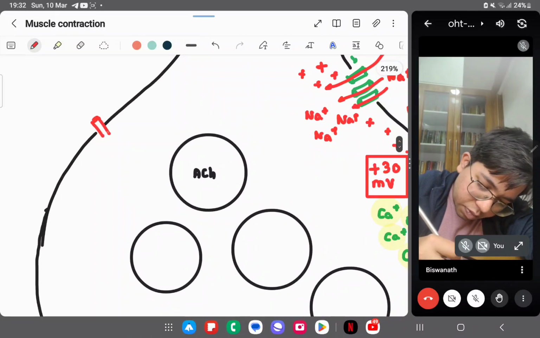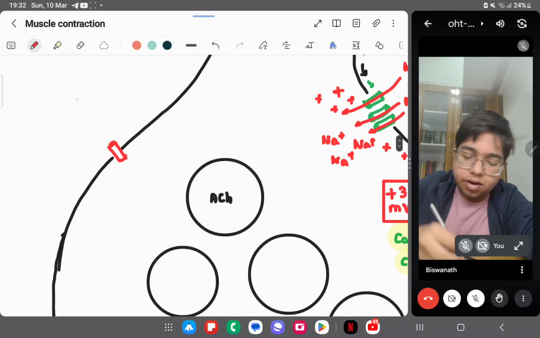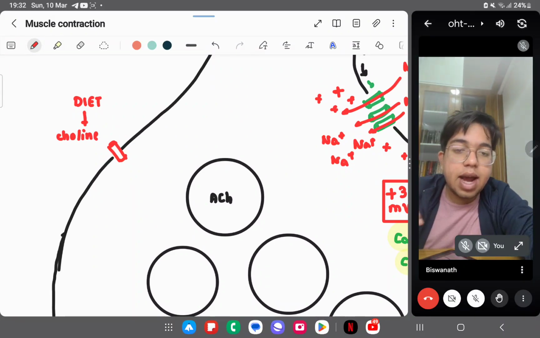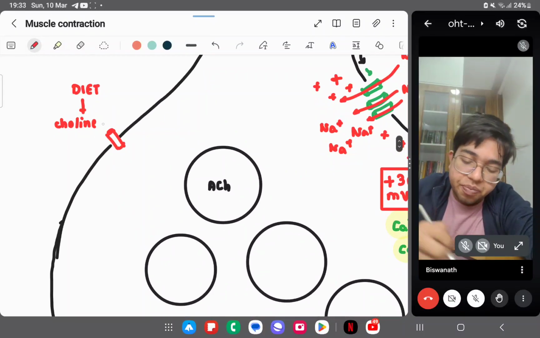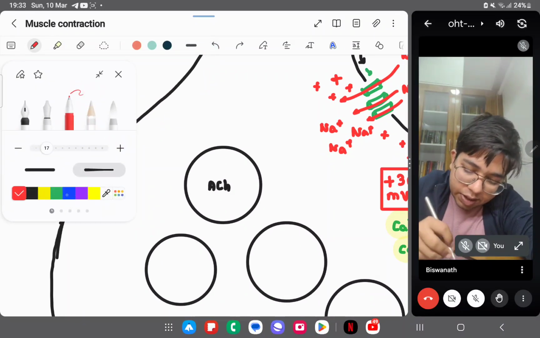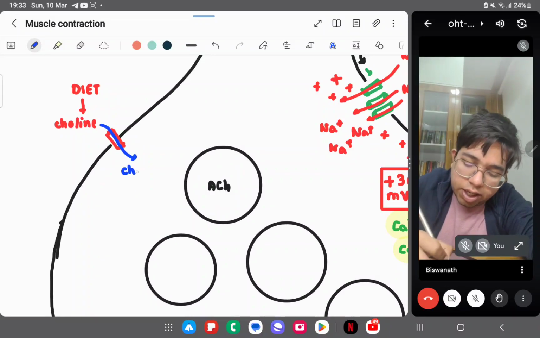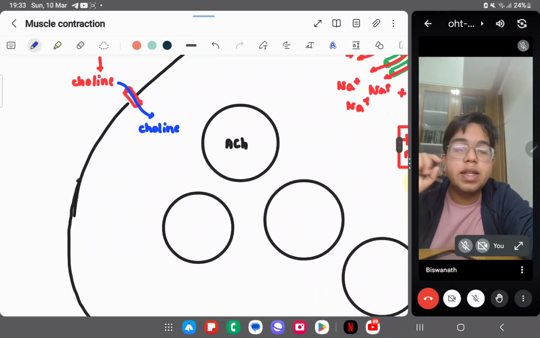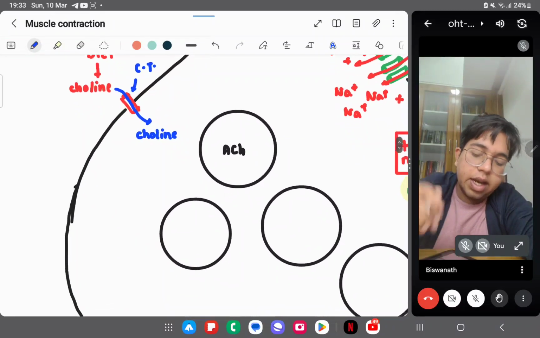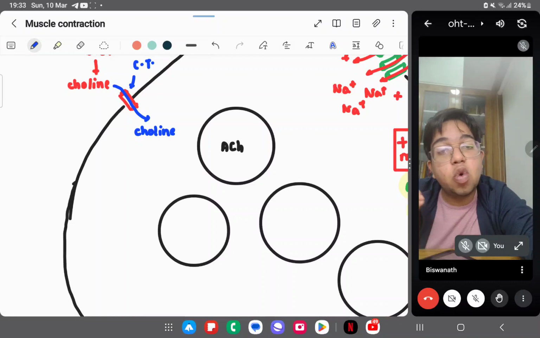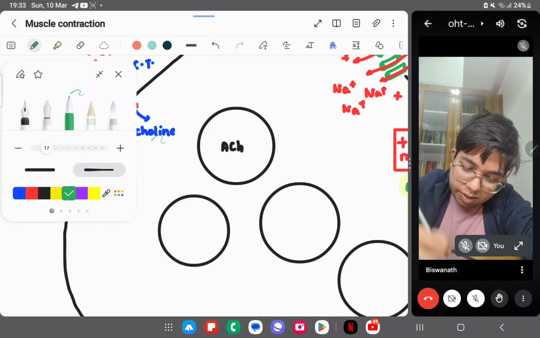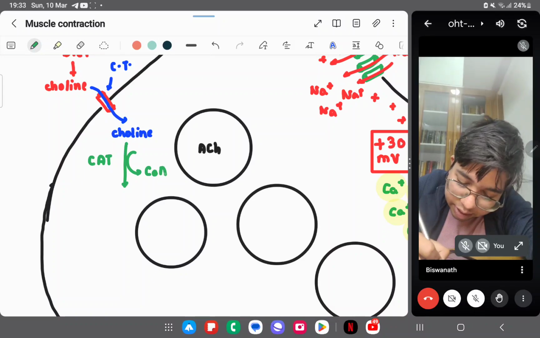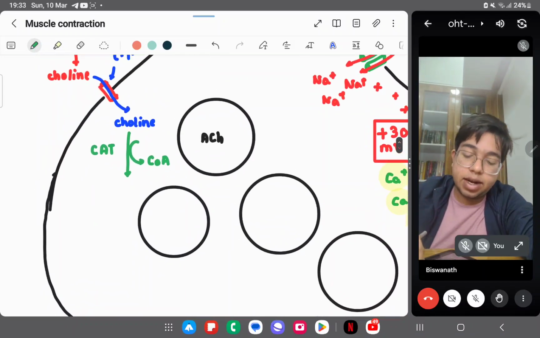Basically, there's a transporter. Via your diet, you are getting choline, and the acetyl group you are getting from your acetyl CoA. This choline is coming inside by the choline transporter, of course, I'm writing CT. And on this choline there is an enzyme called choline acetyltransferase, the CAT enzyme.